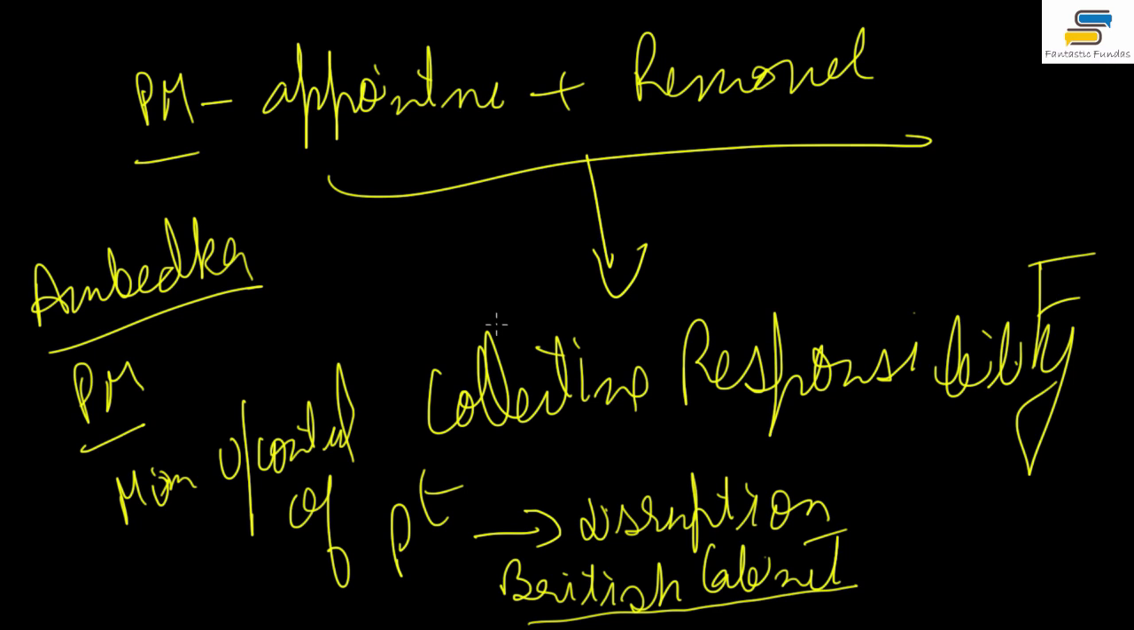So the prime minister is really the keystone of the arch of the cabinet. Unless we create an office with statutory authority to nominate and dismiss ministers, there can be no collective responsibility. This is what Ambedkar said. It clearly means that Ambedkar was saying the prime minister shall have the power of appointment and of removal of the ministers. This is what he was suggesting.